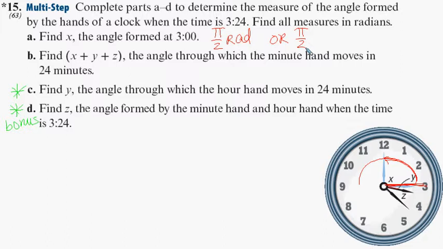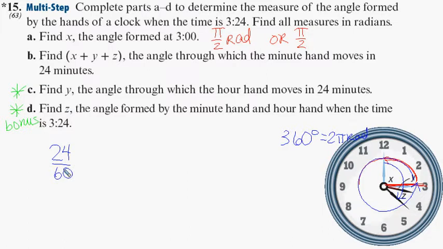Find, letter B, find x plus y plus z, the angle through which the minute hand moves in 24 minutes. Okay, so for this one, what I want you to recognize is, well, let's think about it this way. The entire distance around the circle is 360 degrees, or 2 pi radians, okay? So 360 degrees is equal to 2 pi radians, all right? So now I also want you to think about how much of the circle is 24 minutes. Well, it's 24 sixtieths. 24 sixtieths is 24 minutes.